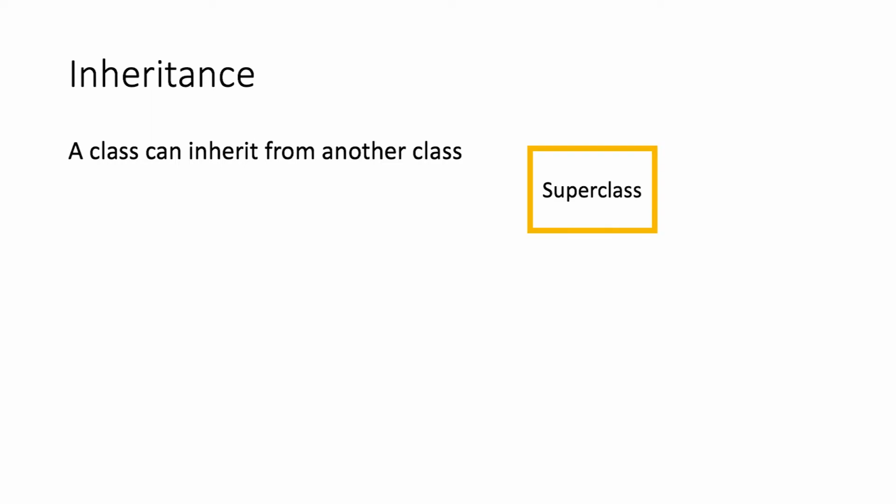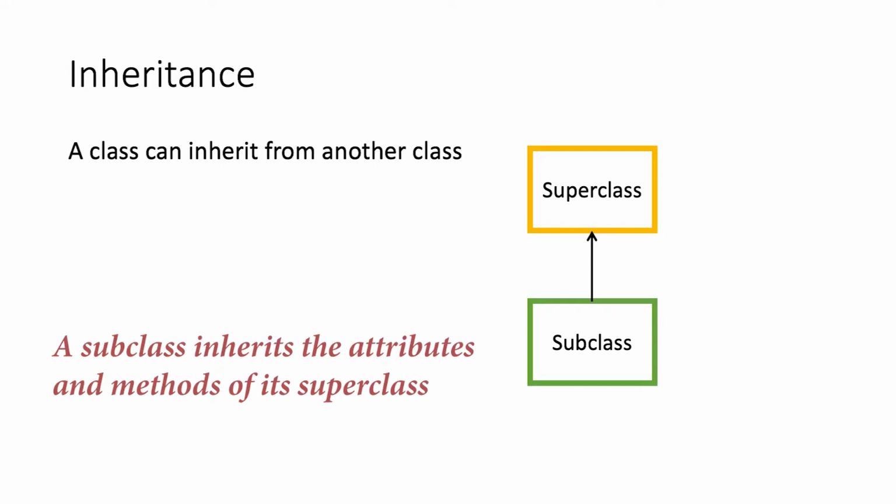Okay, with that, we are ready to dive into the main topic of this video, which is inheritance. In object-oriented programming, a class can inherit from another class. The class that is used as the basis of inheritance is called the superclass, and the class that inherits from the superclass is called the subclass. But what exactly does a subclass inherit from its superclass? The answer is all the attributes and the methods of the superclass.